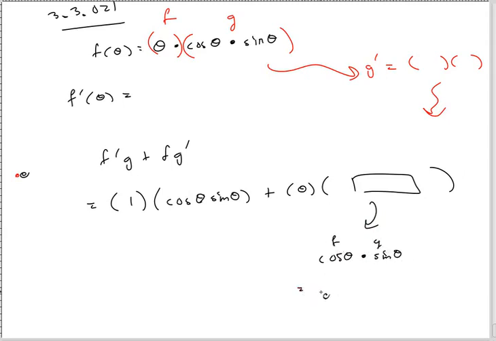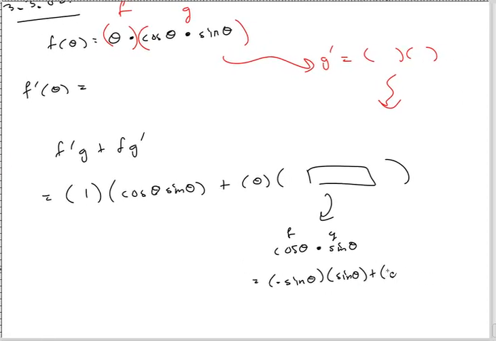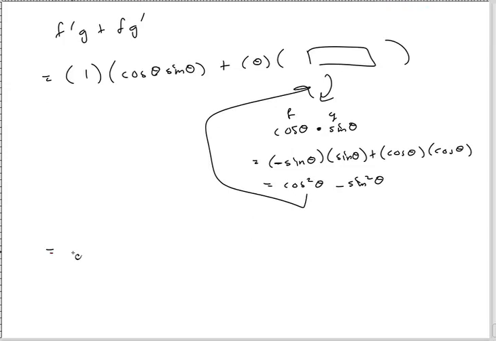And so its own derivative would be: derivative of cosine is a negative sine, and then we got a sine. And then plus, let me scroll this over a little bit, I've got my original cosine, and the derivative of a sine is a cosine. What you actually end up getting is cosine squared minus sine squared. I flipped them. This is a negative, so I put it on the other side. And that is what goes up in that box there. So here's my final answer: cosine theta sine theta plus theta times cosine squared theta minus sine squared theta.